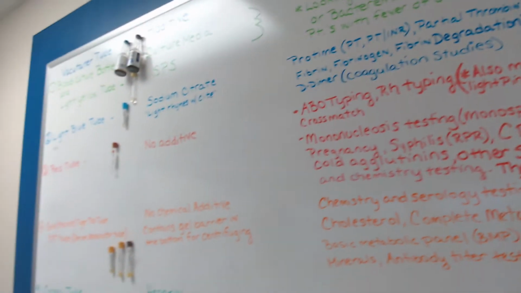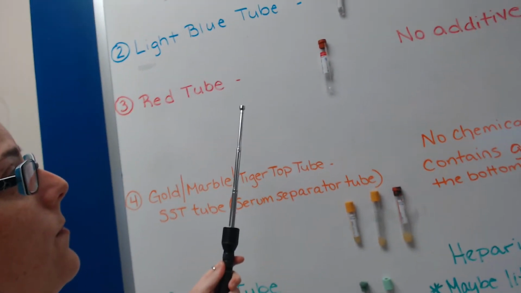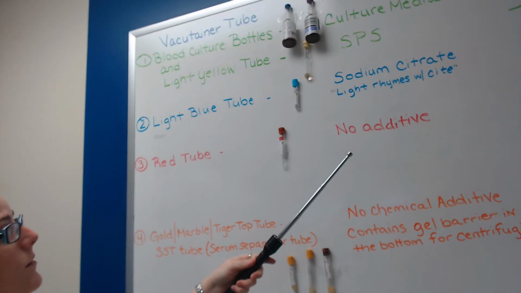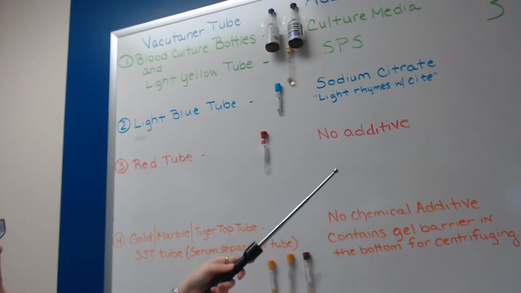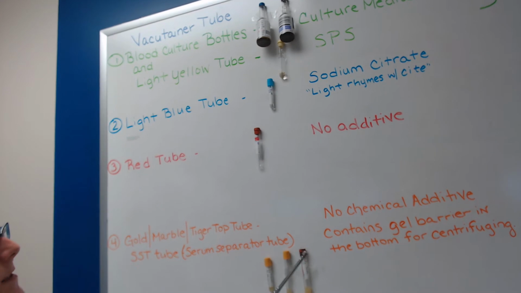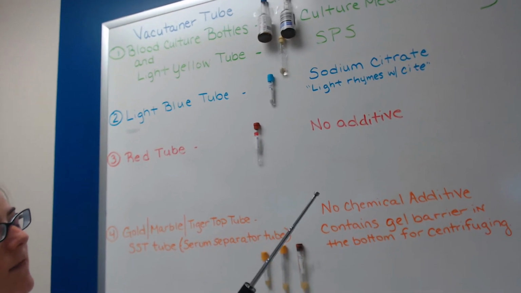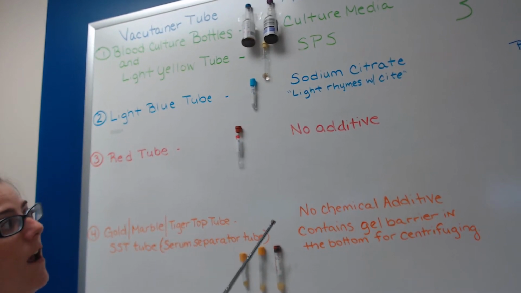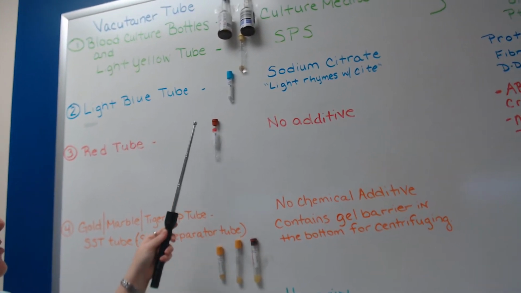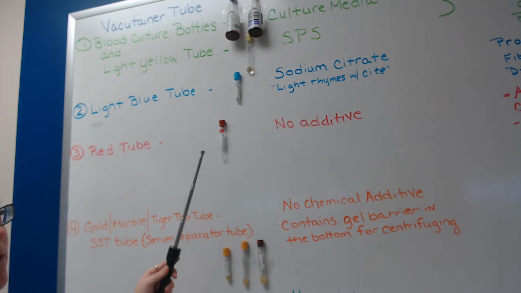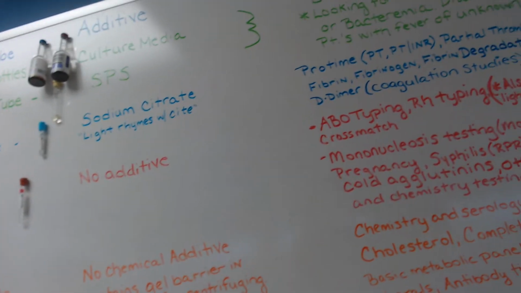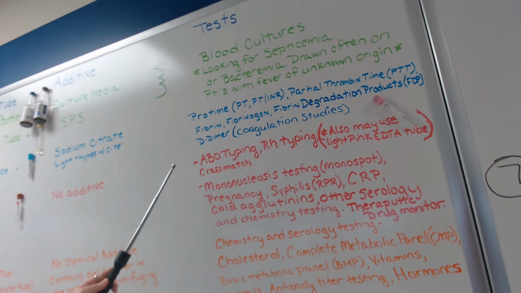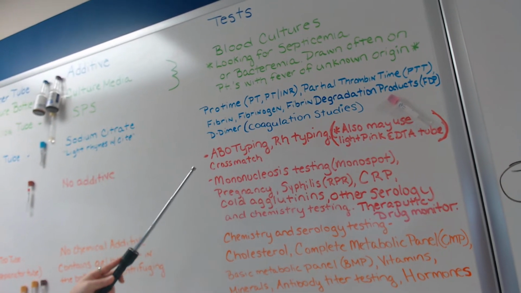All right, next we have our red top tube. That tube does not have a chemical additive in it, so the blood in that tube is going to clot. Sometimes they put a chemical additive in there to make the blood clot faster, but otherwise there's no chemical that's going to prevent the blood from clotting.